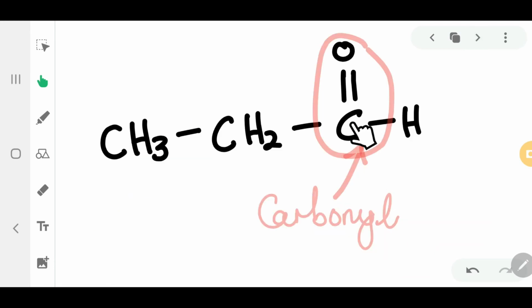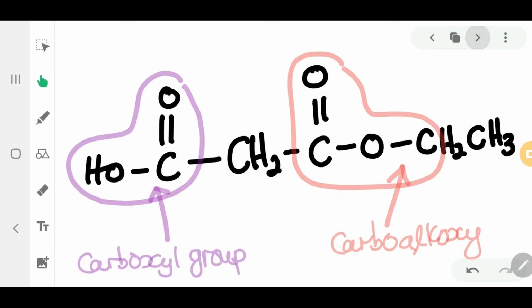Another carbonyl, you have C, double bond oxygen, and you have H. Remember, that is not OH, so it is not carboxyl. So this one is another carbonyl group. Another carboxyl, C, double bond O, OH, so carboxyl group.